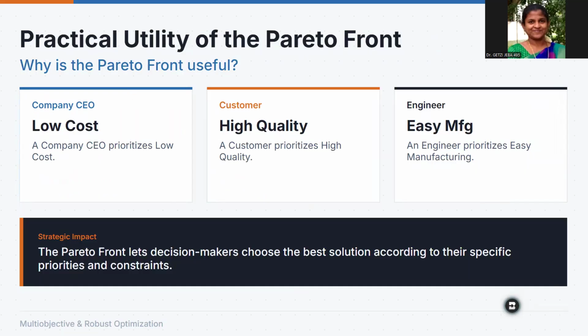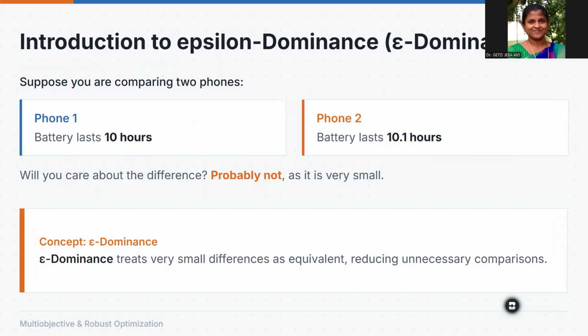Right? So what is the practical utility, where are we using this? Where is this Pareto front useful? A company CEO may prioritize low cost. A customer may not concentrate on the cost, but on the quality. An engineer may concentrate on easy manufacturing. So the Pareto front lets the decision maker choose the best solution according to their specific priorities and constraints.